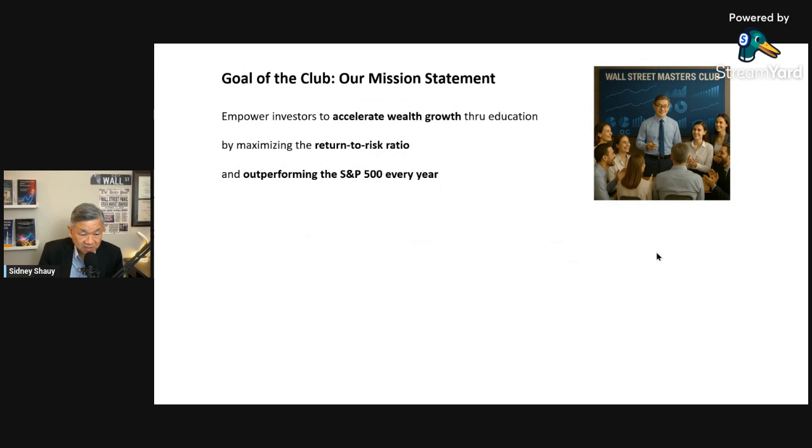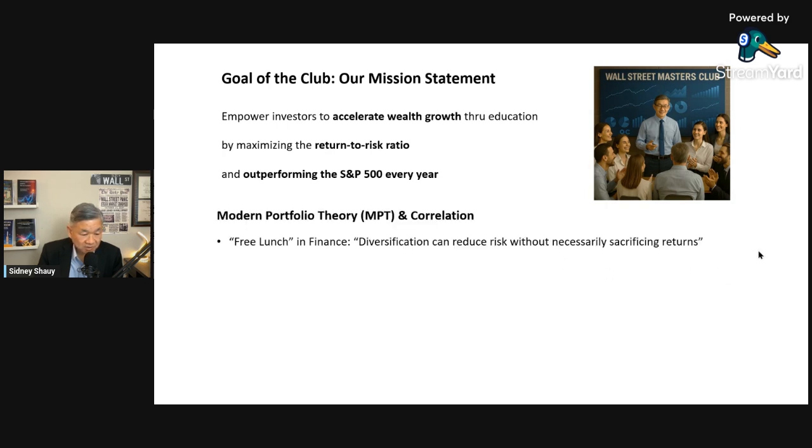All right, so just to reemphasize, what's the goal of our meetings, this club? It is to empower investors to accelerate wealth growth through education, by maximizing the return to risk ratio and outperforming the S&P 500 every year. Okay, so that's our goal, and we'll strive by this objective, especially through education.